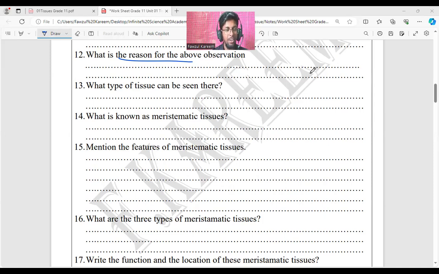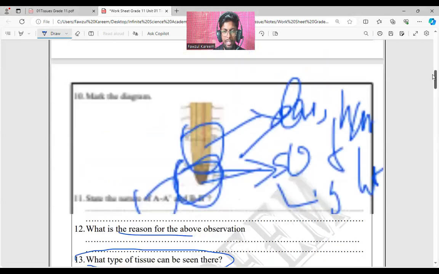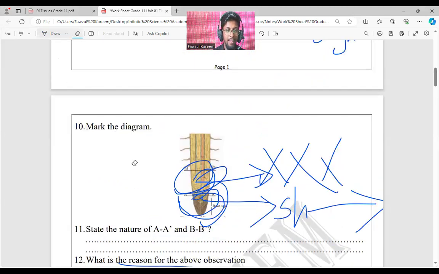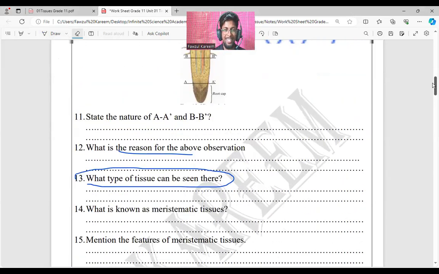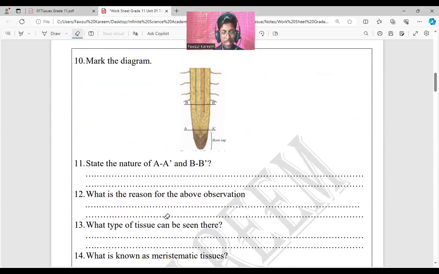So, can we answer this one? What type of tissues can be seen there? What are the tissues here? Everyone can say, and we'll check who tells the answer first. What are the tissues that can be seen here? Only two types.